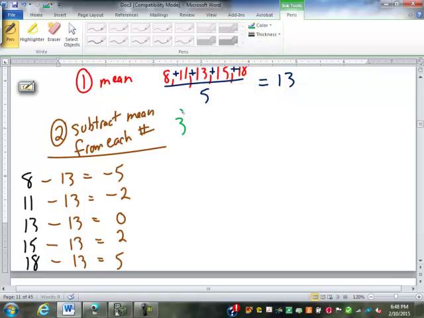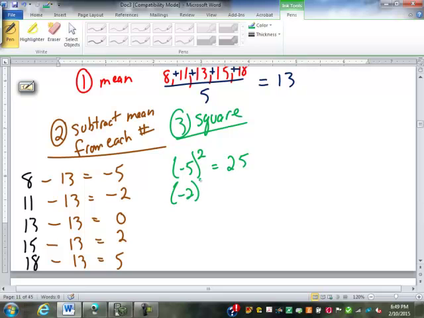Step 3 is to square that value. Now we have to be careful. If you don't punch this in your calculator correctly, if you type in negative 5 squared, it might try to tell you that it's negative 25. We know that's not true. When you square a number, it will be positive. Negative 5 times negative 5 is positive 25. When you put it in your calculator, you've got to put it in parentheses like that. Negative 2 squared is a positive 4. 0 squared is 0. 2 squared is 4. 5 squared is 25.